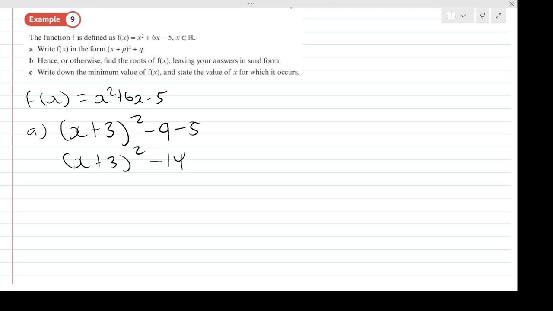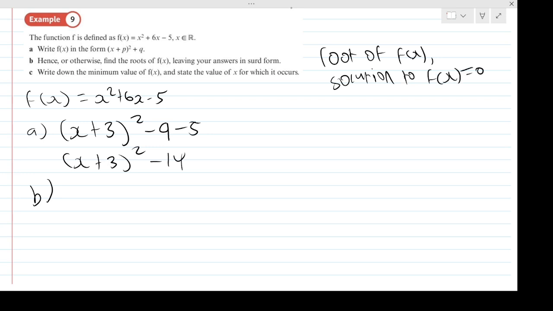Cool. Then for part B, hence or otherwise find the roots of f of x. So the other bit of language you need to know, you might all be familiar with it already, is that when we say a root of a function, that is the solution to f of x equal to 0, right? So if we set the function equal to 0 and we solve it, that tells us our root. So that's what we're going to do. The root is going to be when f of x is equal to 0.